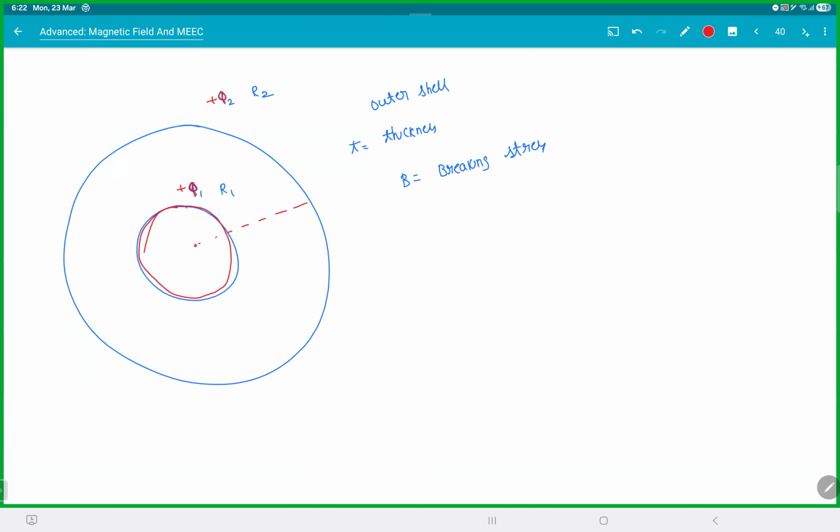So due to this one, here find the field. Let this be E1. KQ1 by 2R, KQ by R2 whole square. And due to this, you will take only E2 by 2. Remember? You will not take the field due to yourself. You have to be careful. That is a catch. Whenever you take the field due to your own shell, you can't take the full field. You will take only half of it. So that is half of KQ2 by R2 square.